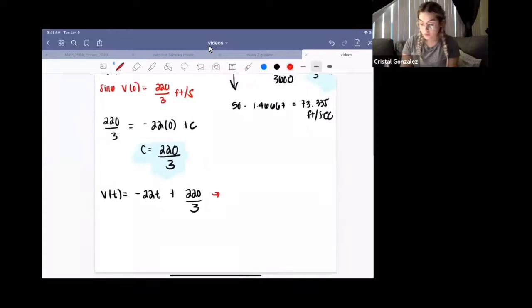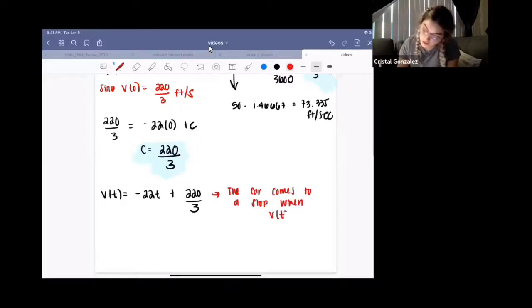So note, the car comes to a stop when v of t is equal to 0. We don't know when that's going to happen, but we can easily find that out. So what we need to do now is set v of t equal to 0 to find out when that time is going to make the velocity stop, and then we can plug that time into our position function once we find it. Of course, you could have found your position function first and then gone back and done this step, but we're already here, so let's just do it.